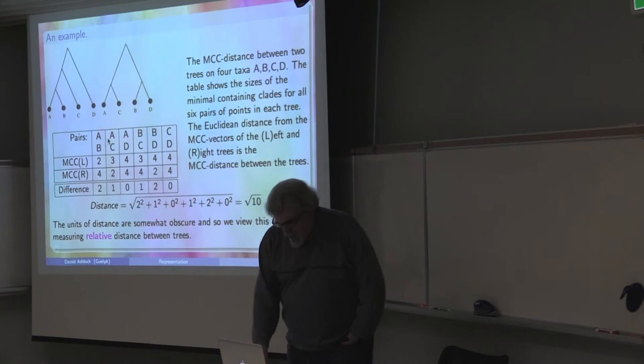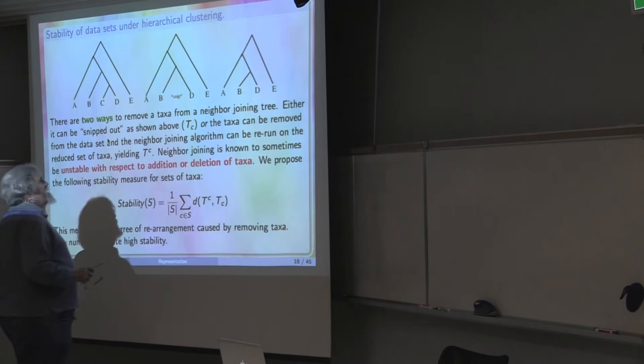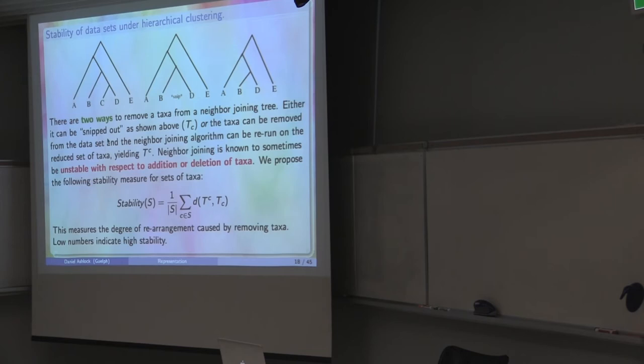Okay, so there are two ways to remove a taxa from a neighbor joining tree. Well, there's a lot more, but there are two I like. Either it can be snipped out. I don't like C. Snip. There's the new tree, and I'm going to call that T sub C. Or the taxa can be removed from the data set, and you run the algorithm again to rebuild the tree, and then I'm going to call that T super C.